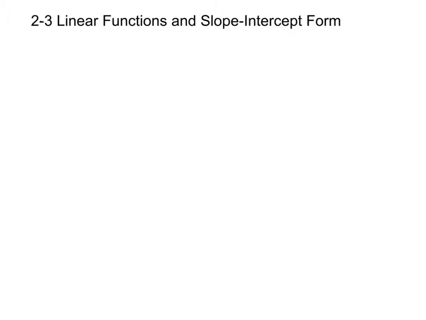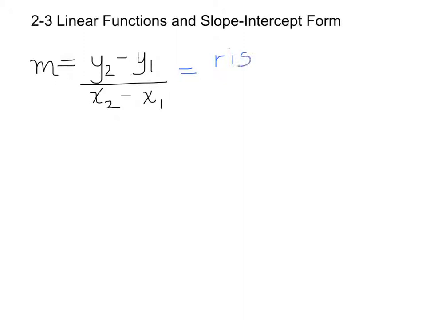So here's the formula for slope, and we use the letter m. And it's always rise over run, so it's the y values, y2 minus y1, over x2 minus x1. That's if you're given 2 points. So this is rise over run, in case you're looking at it from a graph.